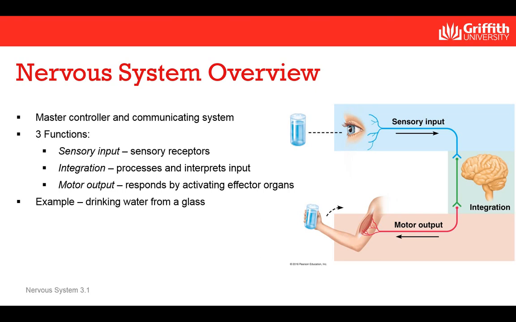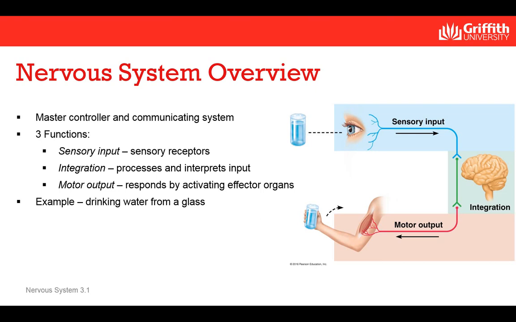This includes activation of effector organs such as muscles and the glands. For example, you can see in this image that the sensory receptors of the eye gather information about where the glass of water is. This input is transferred to the brain via sensory neurons for processing and interpretation of the information. Once a response is decided upon, this information is then transferred by motor neurons out to a muscle in order to produce a response, such as contracting the biceps brachii to bend the elbow, bringing the glass of water towards the mouth for a drink.